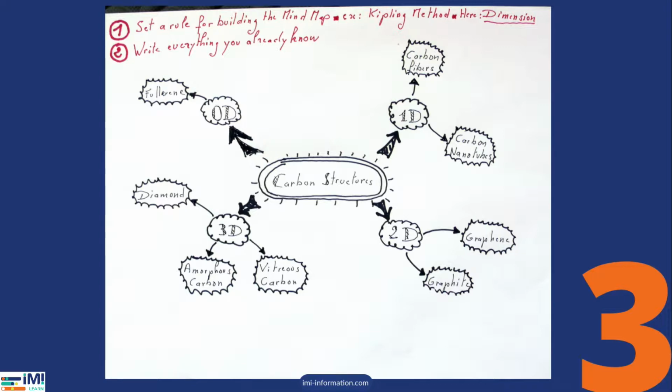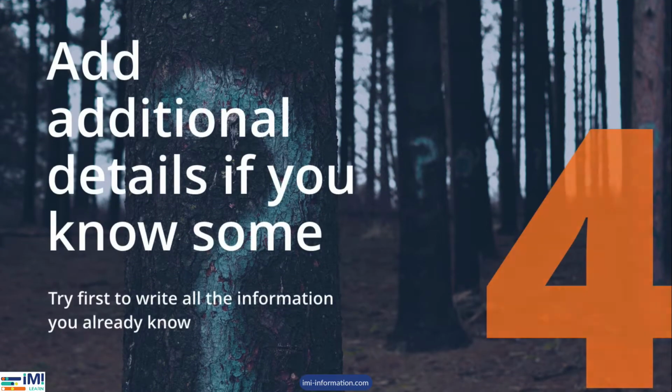In this example, if I think about 1D, carbon fibers come to my mind. For the 3D, I think about diamond, amorphous carbon, etc. For 2D, I think about graphite. Now, with this starting mind map, the next step will be to dig in a little bit more into our current knowledge. It means that you will add any additional details you might know.